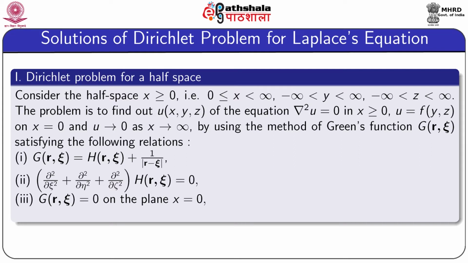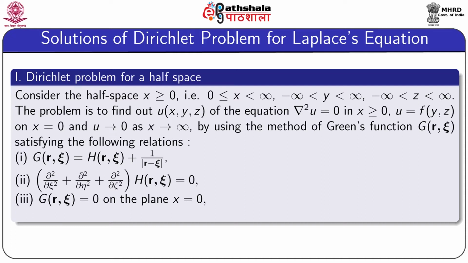So, in this problem we have to find the value of the unknown function u, where u satisfies the Laplace equation, Laplacian squared u equals 0, where x is greater than or equal to 0, and u equals some known function f, which is a function of y and z, on the boundary x equals 0. We also have the bounded solution, that means u tends to 0 as x tends to infinity.